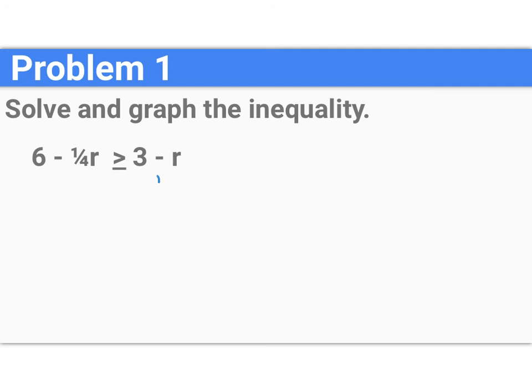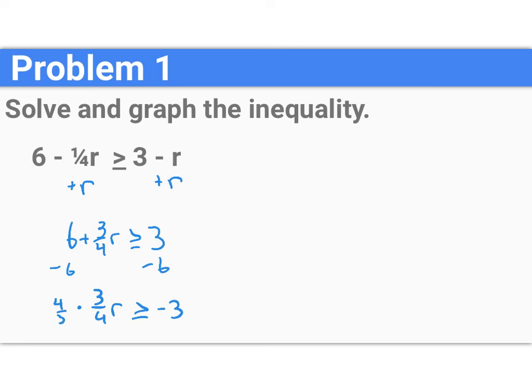Okay, so we're going to add r to both sides. Add r. 6 plus 3/4 r is greater than or equal to 3. Subtract 6 from both sides. 3/4 r is greater than or equal to negative 3. Multiply by 4 over 3. That cancels. When you divide fractions, you're basically multiplying by the inverse, or flipped upside down fraction. R is greater than or equal to negative 4.